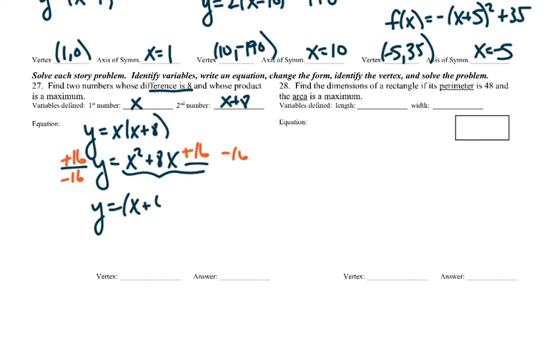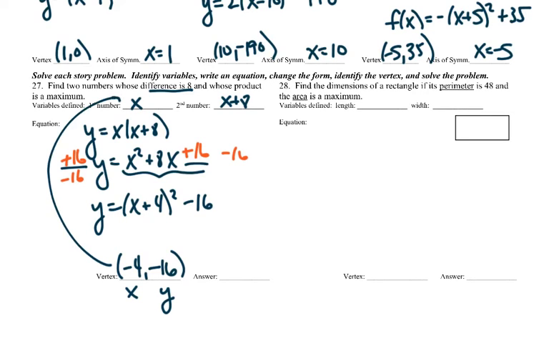x plus 4 squared minus 16. So my vertex is negative 4, negative 16, x and y. So the x, remember, is the first number. So the first number is negative 4, and then the second number is negative 4 plus 8, or 4. So that's my answer there.